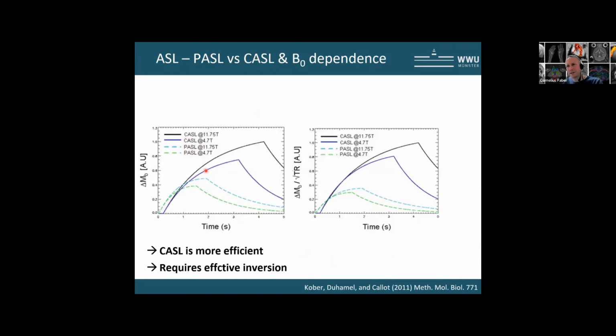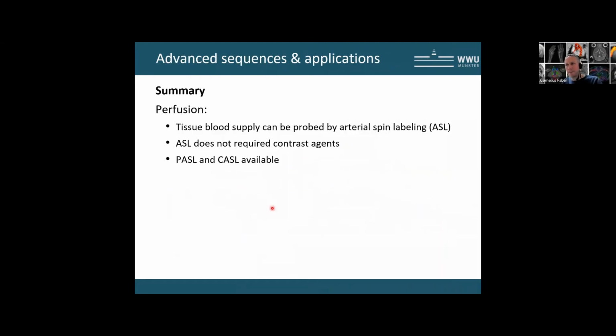Okay, this is from preclinical experiments. This compares in the solid lines, the continuous with the pulsed arterial spin labeling. And you see that the continuous is more efficient and also that at higher magnetic fields, it is higher. But we're not going to go into detail because, well, this requires a lot of math to calculate the signal. I cited some of the literature in the appendix where you can look into detail.